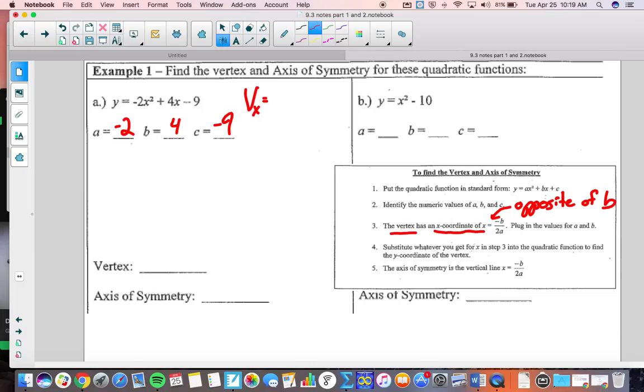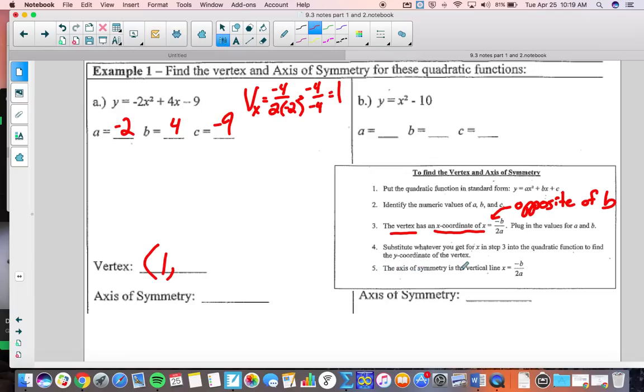So I take the opposite of b divided by 2a. The opposite of b is -4, because b is 4, so the opposite's -4, divided by 2 times, it's always a 2 right here, times the a value, which is -2. So that equals -4 over -4, and that's the same as +1. So that's the x coordinate of my vertex. So for a vertex, I can put a 1 in for x.